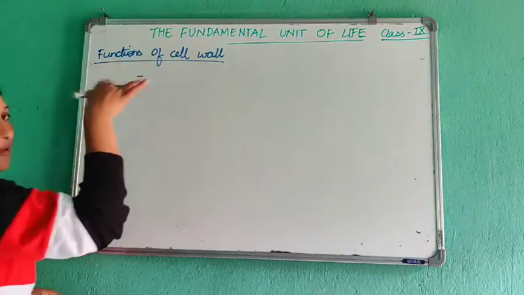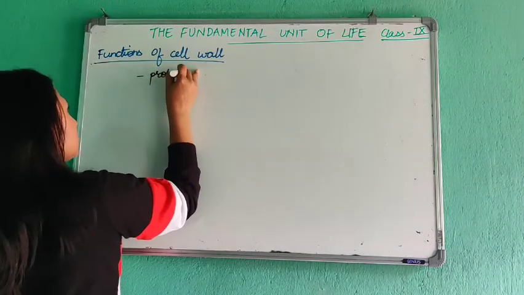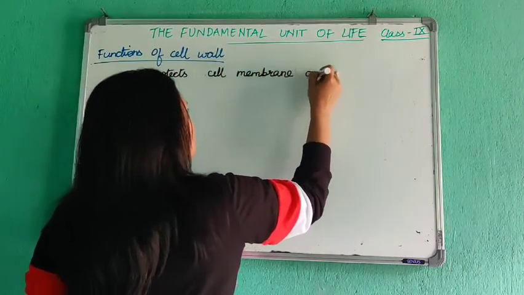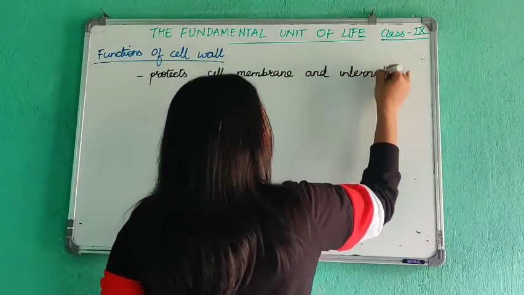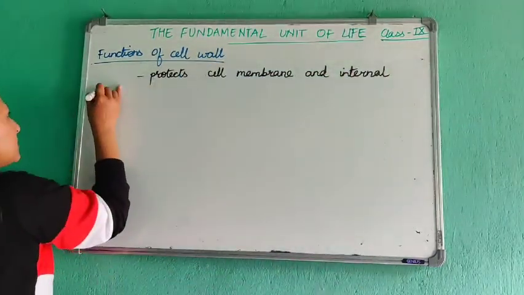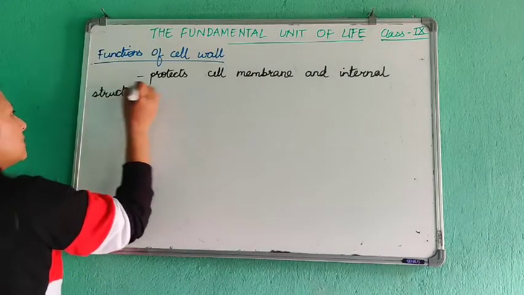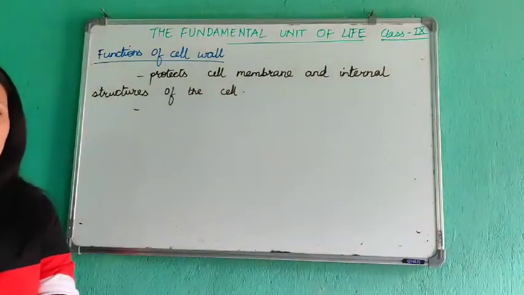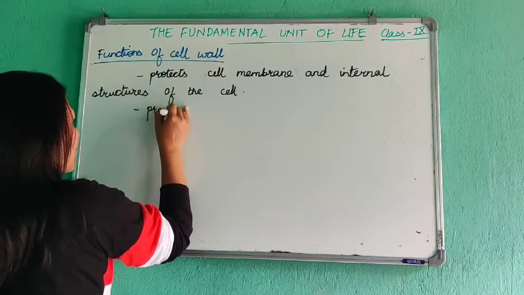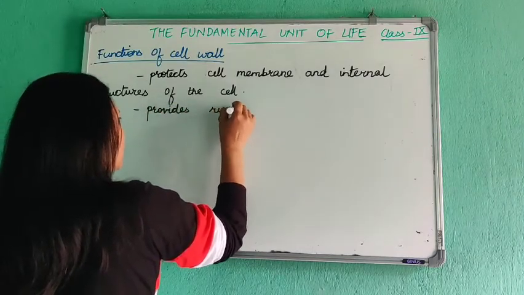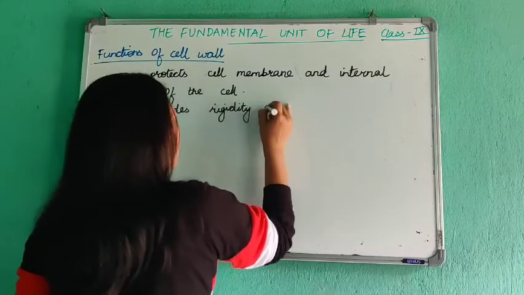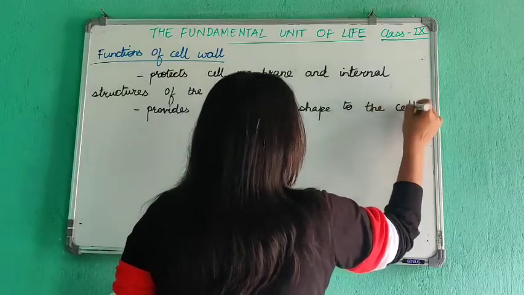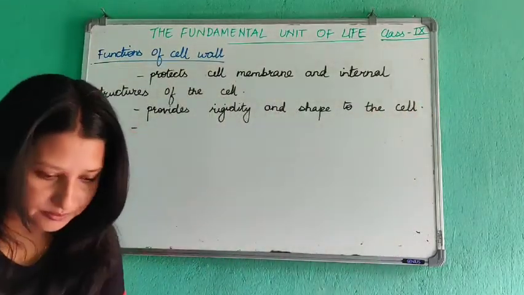So your outermost layer हो, so it protects cell membrane and internal structures of the cell. So cell भित्रको structure, cell membrane सबैलाई protect गर्छ the cell. Okay, since it is rigid, it provides rigidity and shape to the cell. Okay, first one त्यति हो.